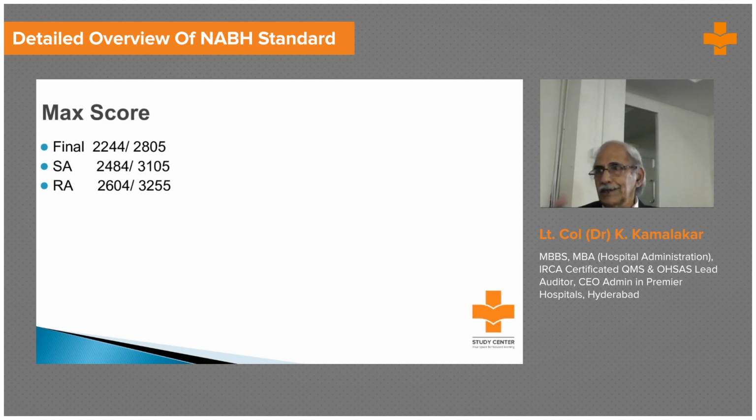Now, if you total the score, depending on the number of elements that are there, this is what it is. In a final accreditation, that is first time, you have to get a score of 2244 out of 2805. In the next one, they should get 2484. Next one, they should get 2604. This is a mathematical calculation. Number of elements multiplied by the score. You should get a minimum of 4 score for overall. So you multiply 4 into that many elements.